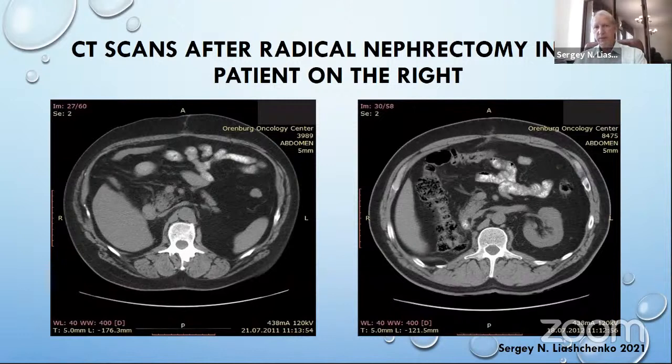Next case, this CT scan is after nephrectomy on the right side. This CT scan demonstrates the dislocated liver; after the operation the liver has a back position, dislocated posteriorly, and the ascending colon is dislocated. Very important anatomical fact: the duodenum, its descending part, and the head of the pancreas are dislocated too.